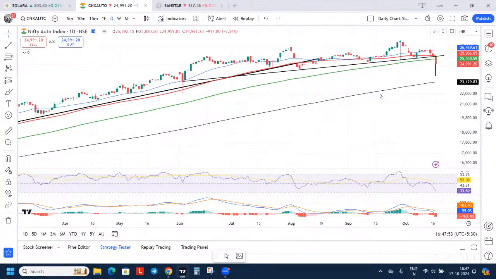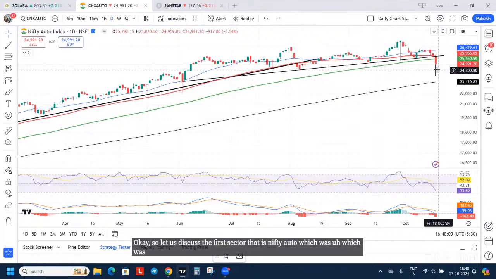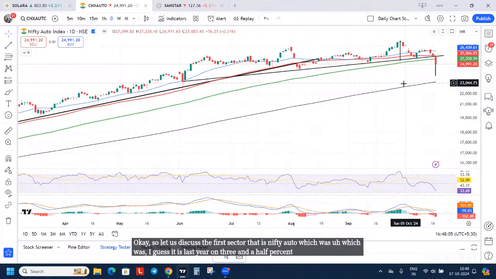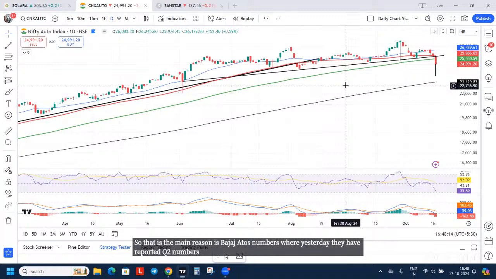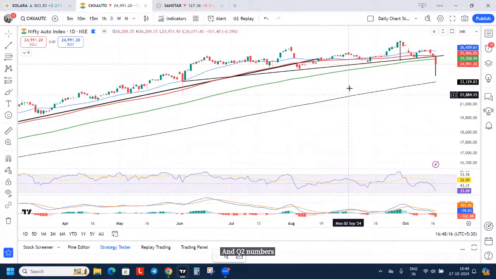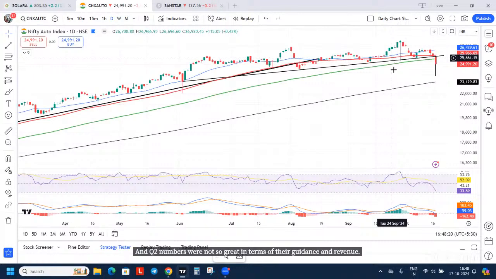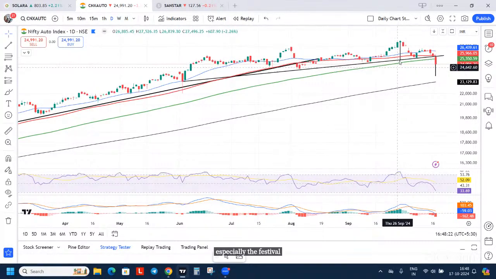Okay, so let us discuss the first sector. That is Nifty Auto, which I guess has lost around 3.5% in today's market. The main reason is Bajaj Auto's numbers. Yesterday they reported Q2 numbers, and those were not so great in terms of their guidance and revenue, especially the festival sales.